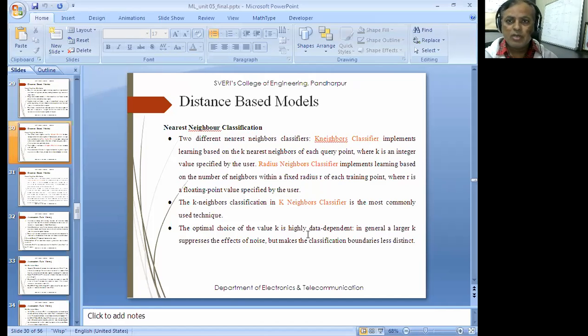So we have to choose the value of k based on the instance. It should be in between. So mostly 5 is the value that is been taken for the distance model.